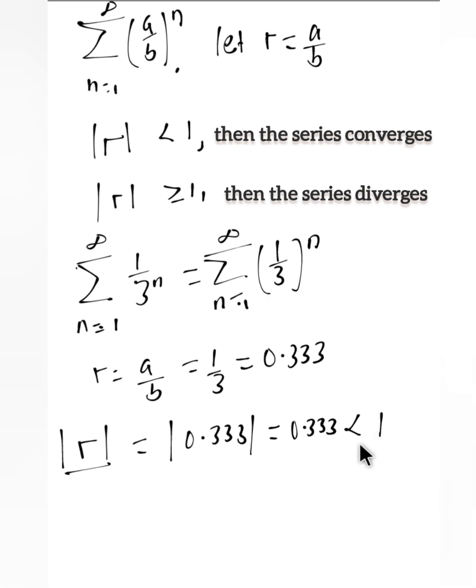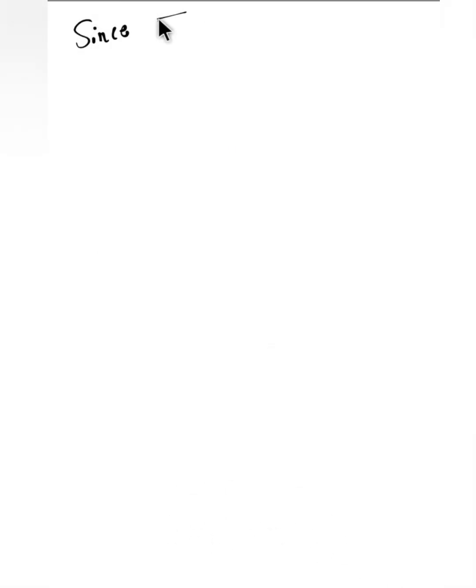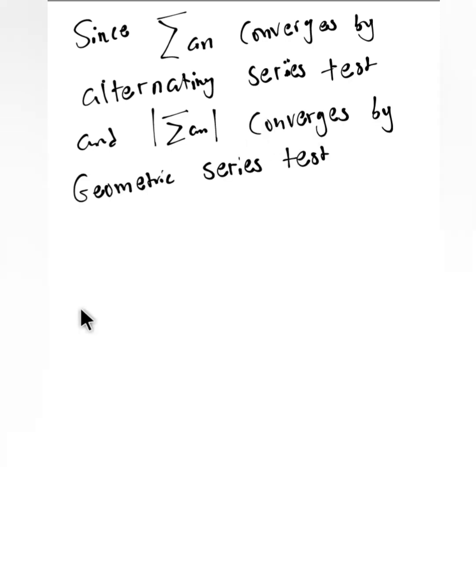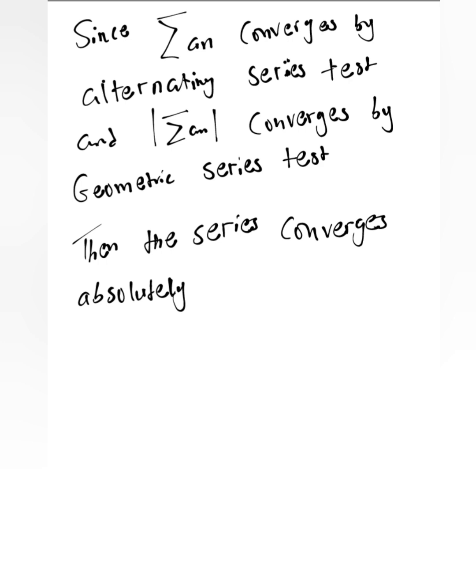So the absolute value of r is less than 1, and when the absolute value of r is less than 1, the series is said to converge. Hence, the absolute value of the series of a_n converges. So what is our final conclusion? Since the series summation of a_n converges by the alternating series test, and the absolute value of the series converges by the geometric series test, then the series is said to converge absolutely. And that is the conclusion.